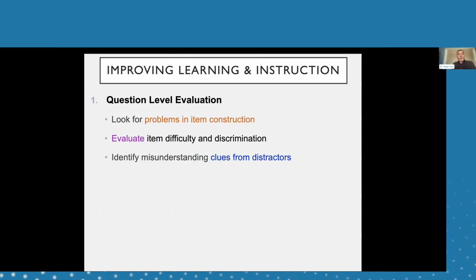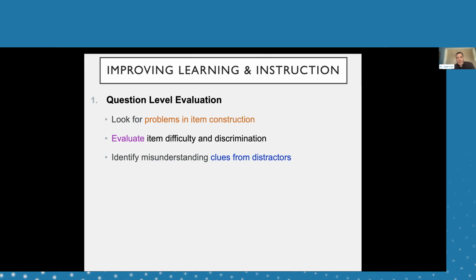All right, so what do I do to improve learning and instruction with my assessments? Well, I evaluate my assessments on two major levels. First is the question level. I look for problems in item construction. If a question is extremely difficult or has low discrimination, I evaluate item difficulty and discrimination, and I do so together, kind of like I did on that slide where I showed those 8 sample questions.